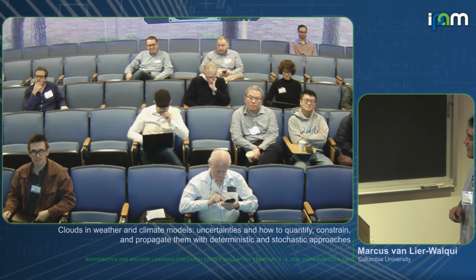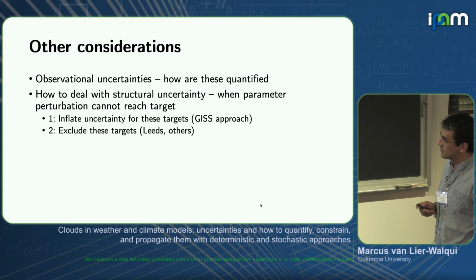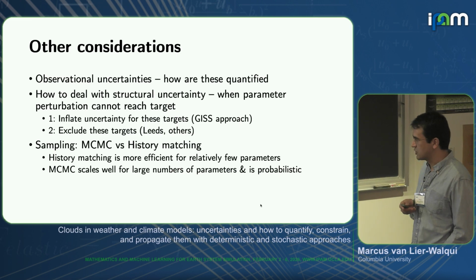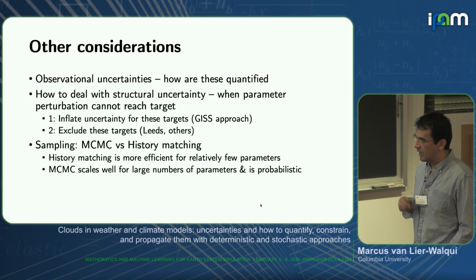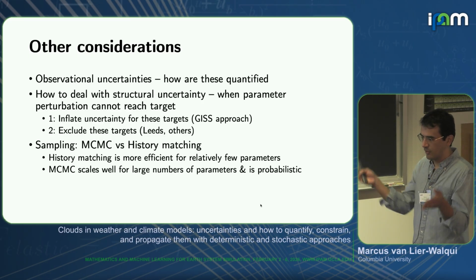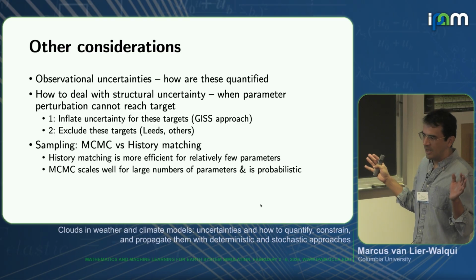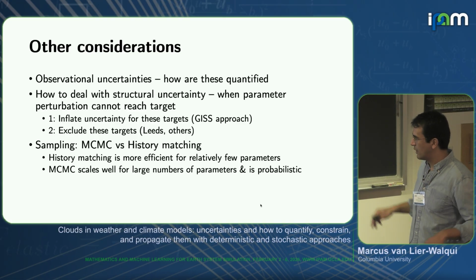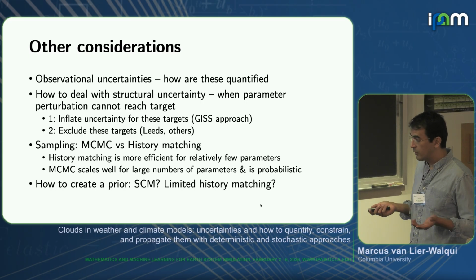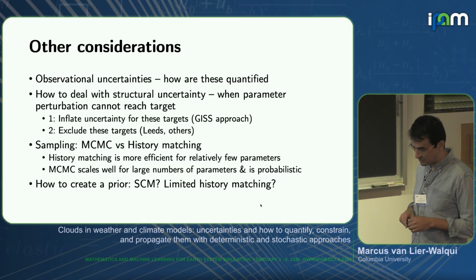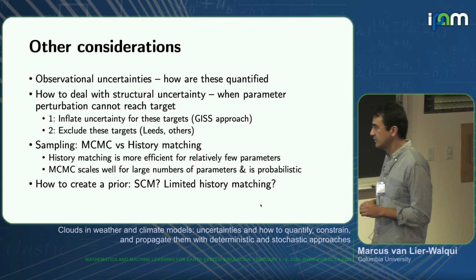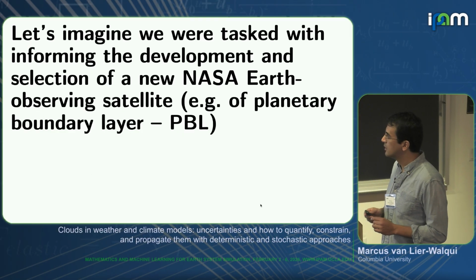Okay, other considerations: observational uncertainties, and how do we deal with structural error? These are some of the questions that came up here, right? Sampling: some people do MCMC, which is what we did. Some people do history matching, where you set a threshold of tolerance, accept everything inside that threshold and throw out everything outside. So there's a lot of questions here. And then, how do we create a prior? Our prior was just a bounded uniform in a parameter space, but there are probably smarter ways to do this, and we're playing around with some of those.